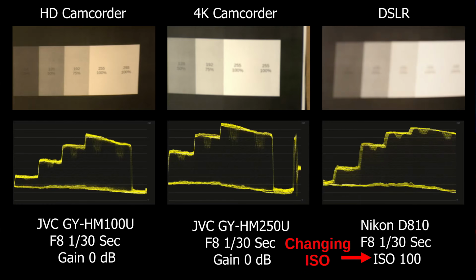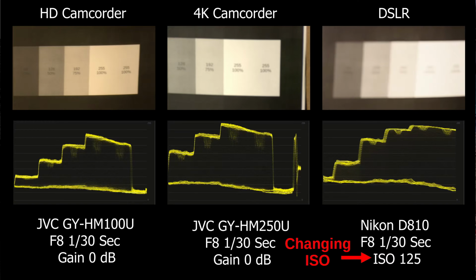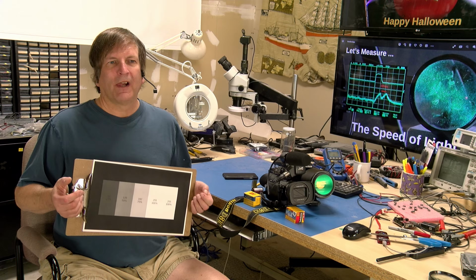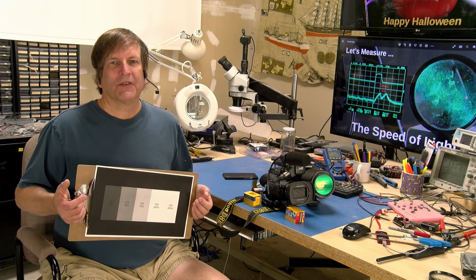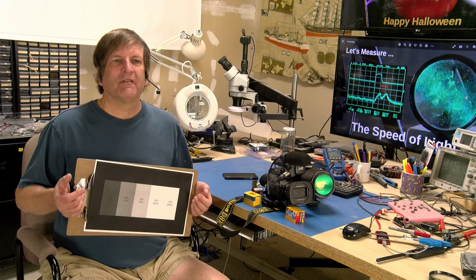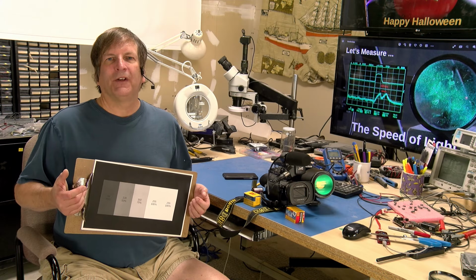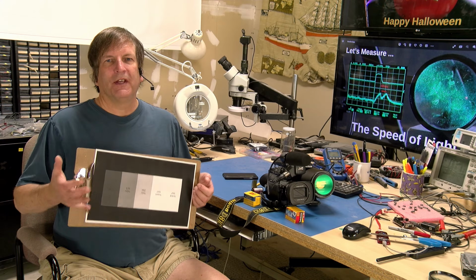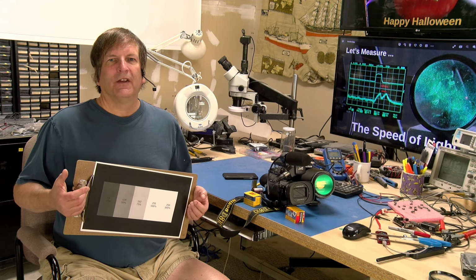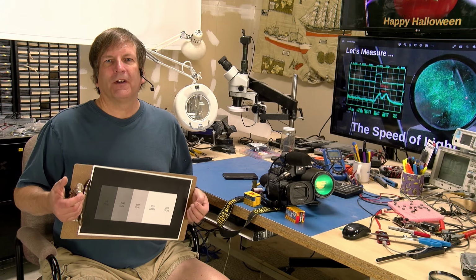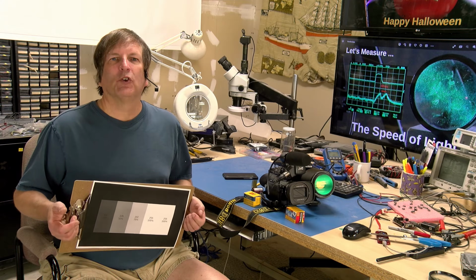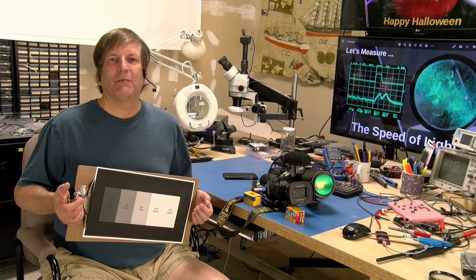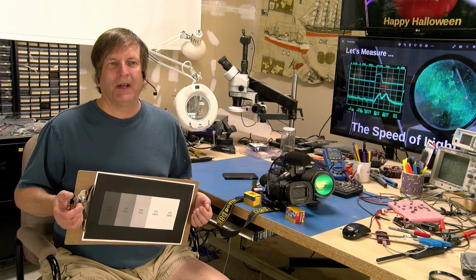Now, if we play around with the ISO settings on the DSLR a bit more and crank them up, well, right here we have a setting of 125, and that's pretty close to what we see on the HM200, the 4K camcorder. So it is somewhat more sensitive, maybe twice as sensitive as the plain old HD camcorder. And that's not completely surprising because the HD camcorder is maybe 5 years older than the 4K camcorder, and of course technology moves on and sensors get better and better.